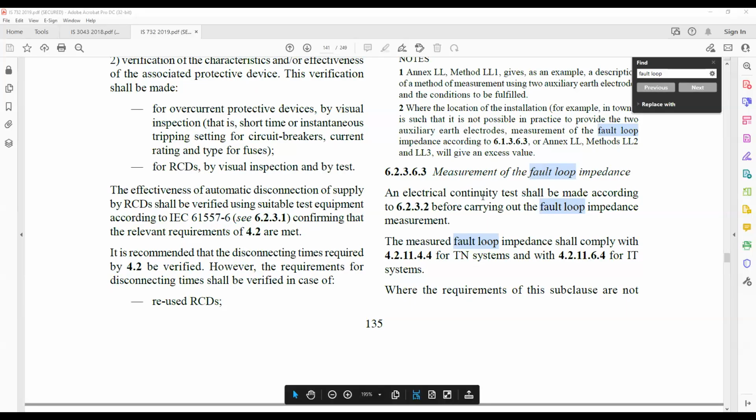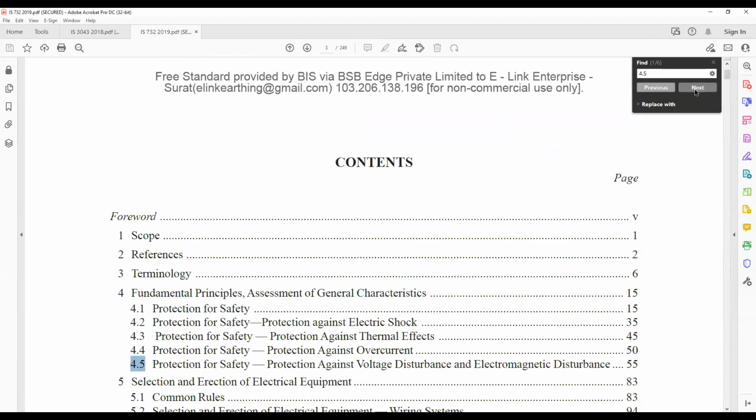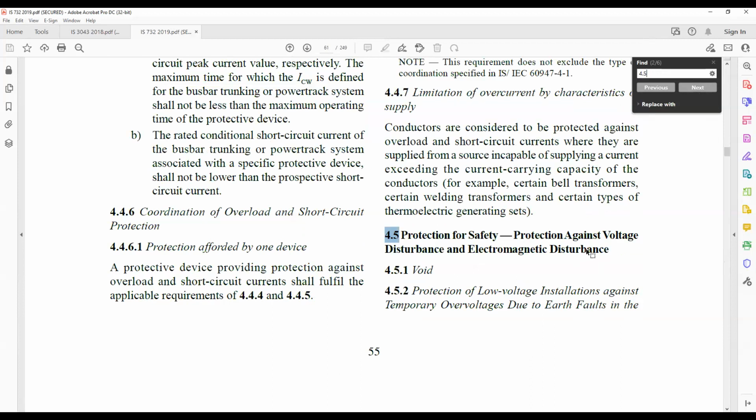Sir, Mr. Naresh, can you share the IS 732 again, please? Sorry to disturb you. I am supposed to make the presentation, but I am asking your help because your file is open in your system. Can you scroll down to section 4.5, clause 4.5? Yeah. It will be almost half. Next, protection against over voltage. Yeah. Now, if you scroll down.